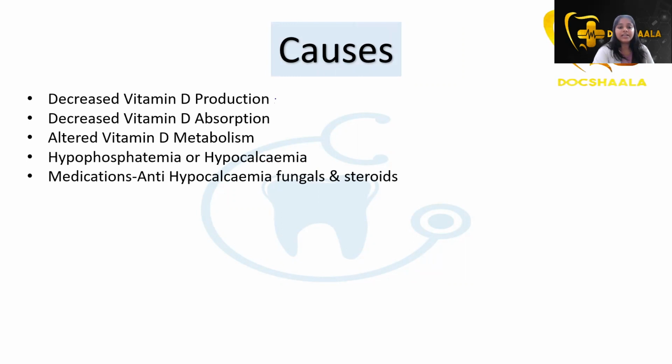As we have seen, the causes are decreased vitamin D production, decreased vitamin D absorption, altered vitamin D metabolism, hypophosphatemia or hypocalcemia, and medications like anti-convulsants, antifungals, and steroids can also lead to osteomalacia. So the main culprit here is vitamin D. Either decreased production, decreased absorption, or any altered metabolism of vitamin D leads to osteomalacia. Apart from this, hypophosphatemia and hypocalcemia, and also certain medications such as antifungals and steroids sometimes cause osteomalacia.